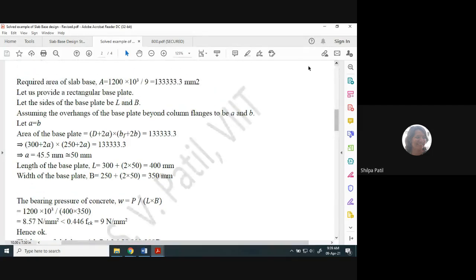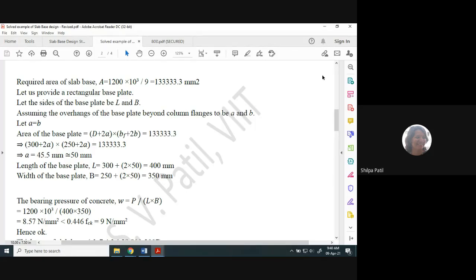Now, the first step is to find the required area of the slab base. A is equal to load upon bearing pressure, so load P divided by 0.446 fck. Through this, we find the required area as 1,33,333.3 mm square. Now let us provide the base plate, obviously a rectangular base plate, with the sides of the base plate as L and B.